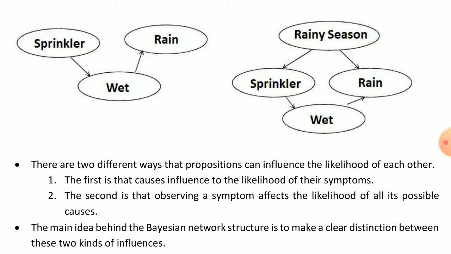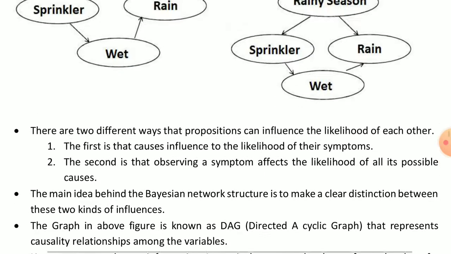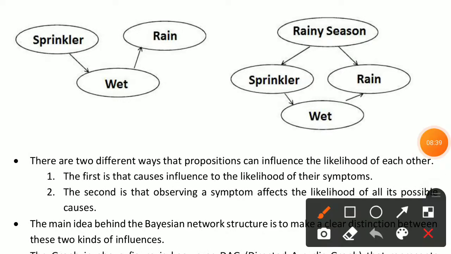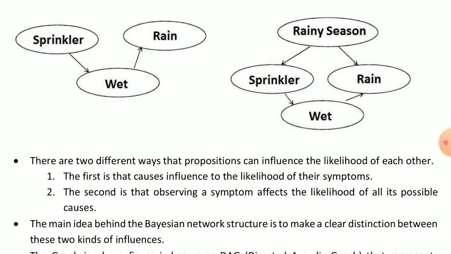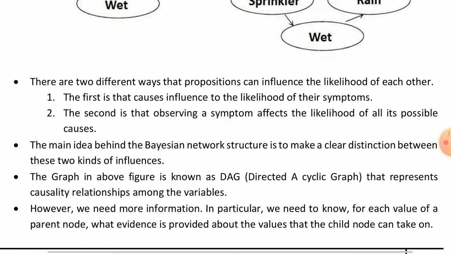We can connect all the attributes. Okay, so here the direction is given. We can start with the sprinkler and then we can connect this sprinkler with the weight, and then weight is connected with the rain. So this is the direction. Here direction is given. So this graph is known as directed acyclic graph, and that represents the relationship between different variables.